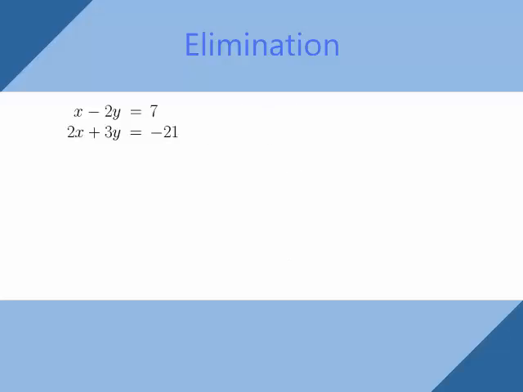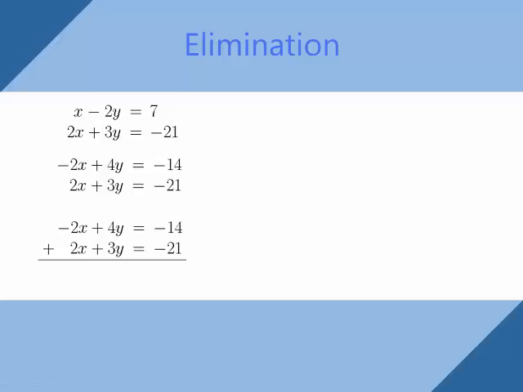Here we have an equation where simply adding will not cancel a variable. The first thing to do is to multiply the top equation by -2. This way, when I add the two equations, my -2x and +2x will cancel each other, leaving just 7y equals -35.